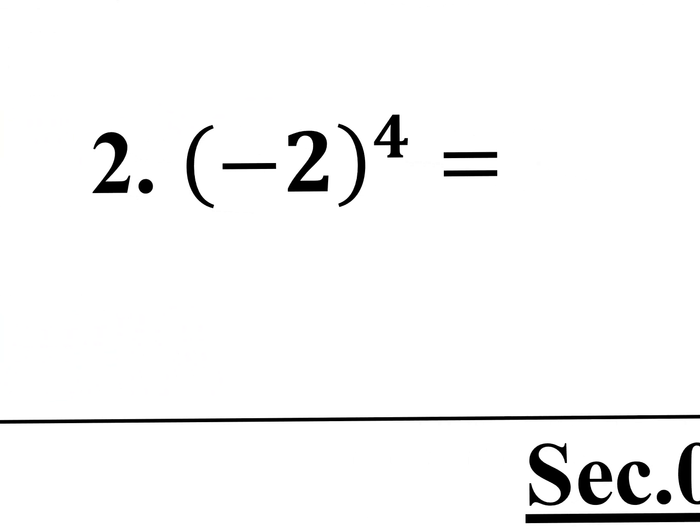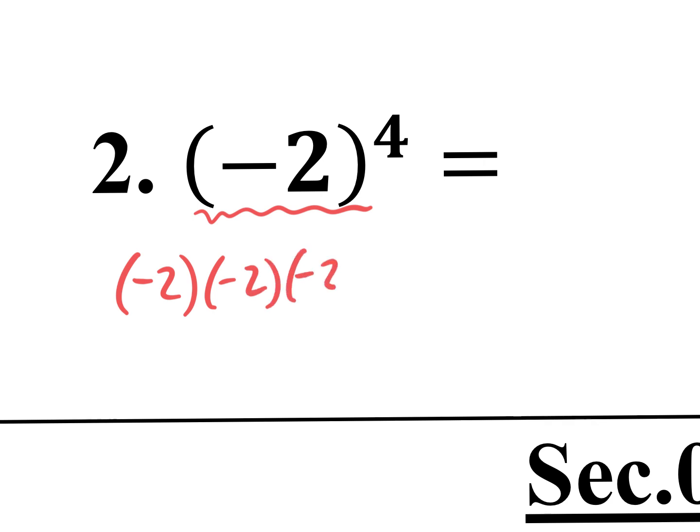Number 2. You do have parentheses. So the negative sign is included as part of the base that you want to do the 4th power of. So that means that you're going to multiply that entire base with itself. This entire thing in parentheses, you're going to write it 4 times. This is what we call expanding.